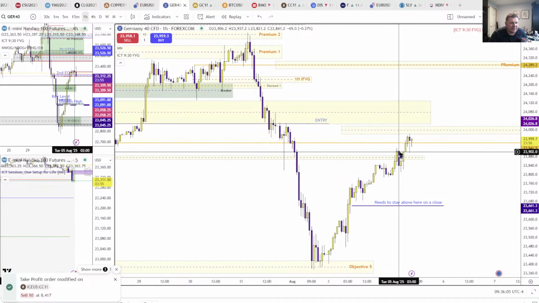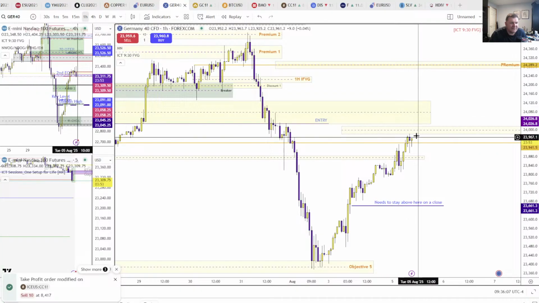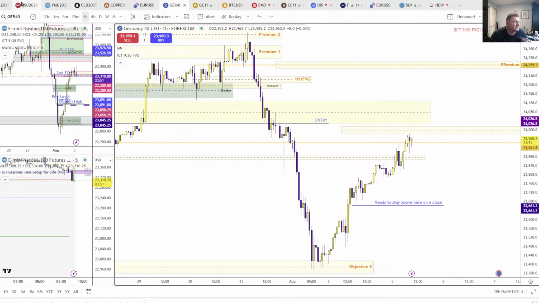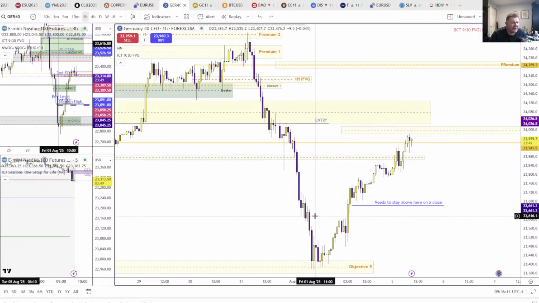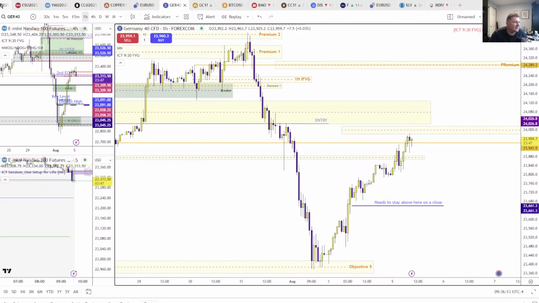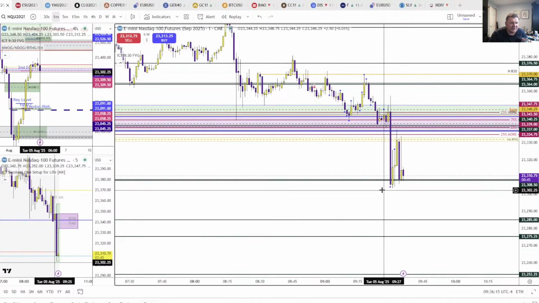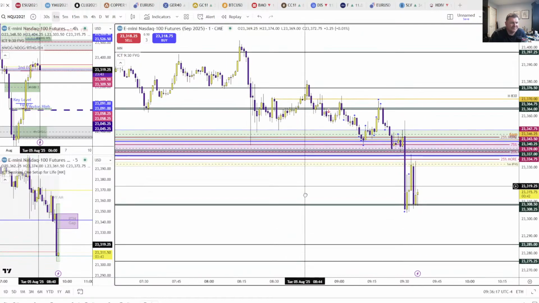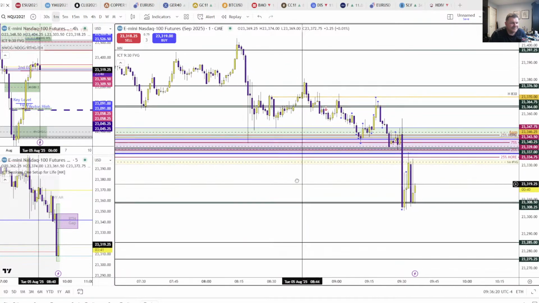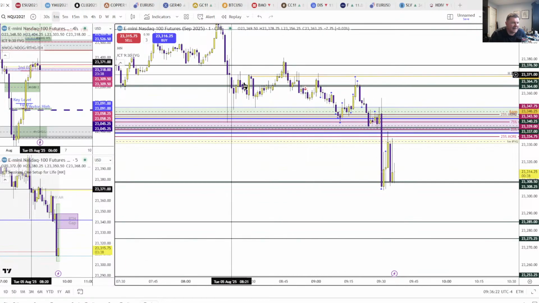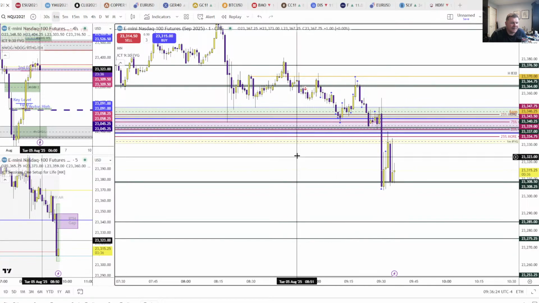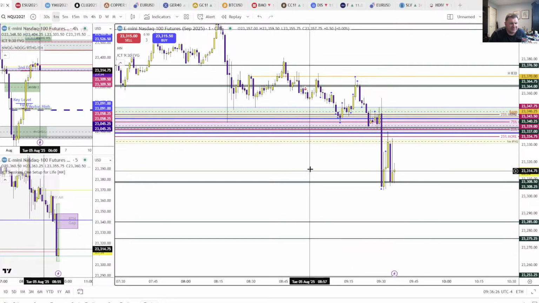Bounce off there, back to here. Now let's just see that keep climbing through here. See how behaved they are? Way more behaved than the choppiness. They're still hitting the levels, but the wicks just decimate precision.